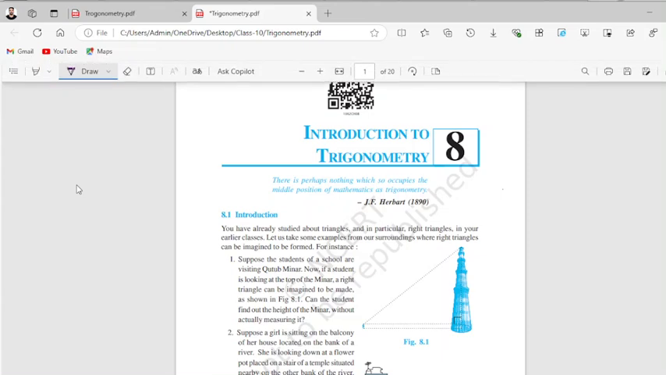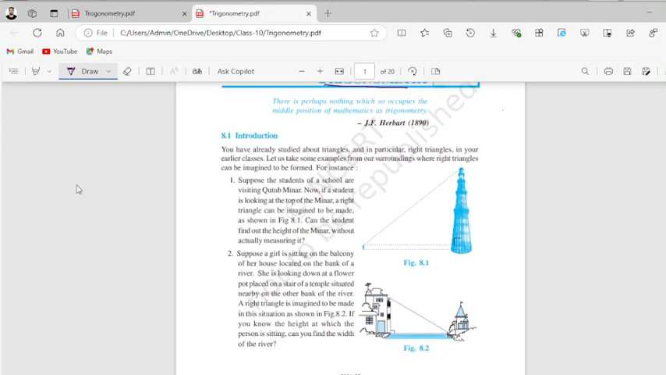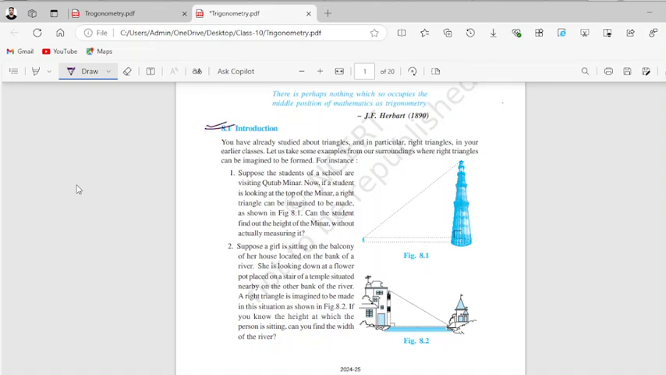Today we will discuss the introduction of trigonometry. Now in this chapter, let us understand the introduction. We have already studied triangles, and in particular right triangles, in your earlier classes.